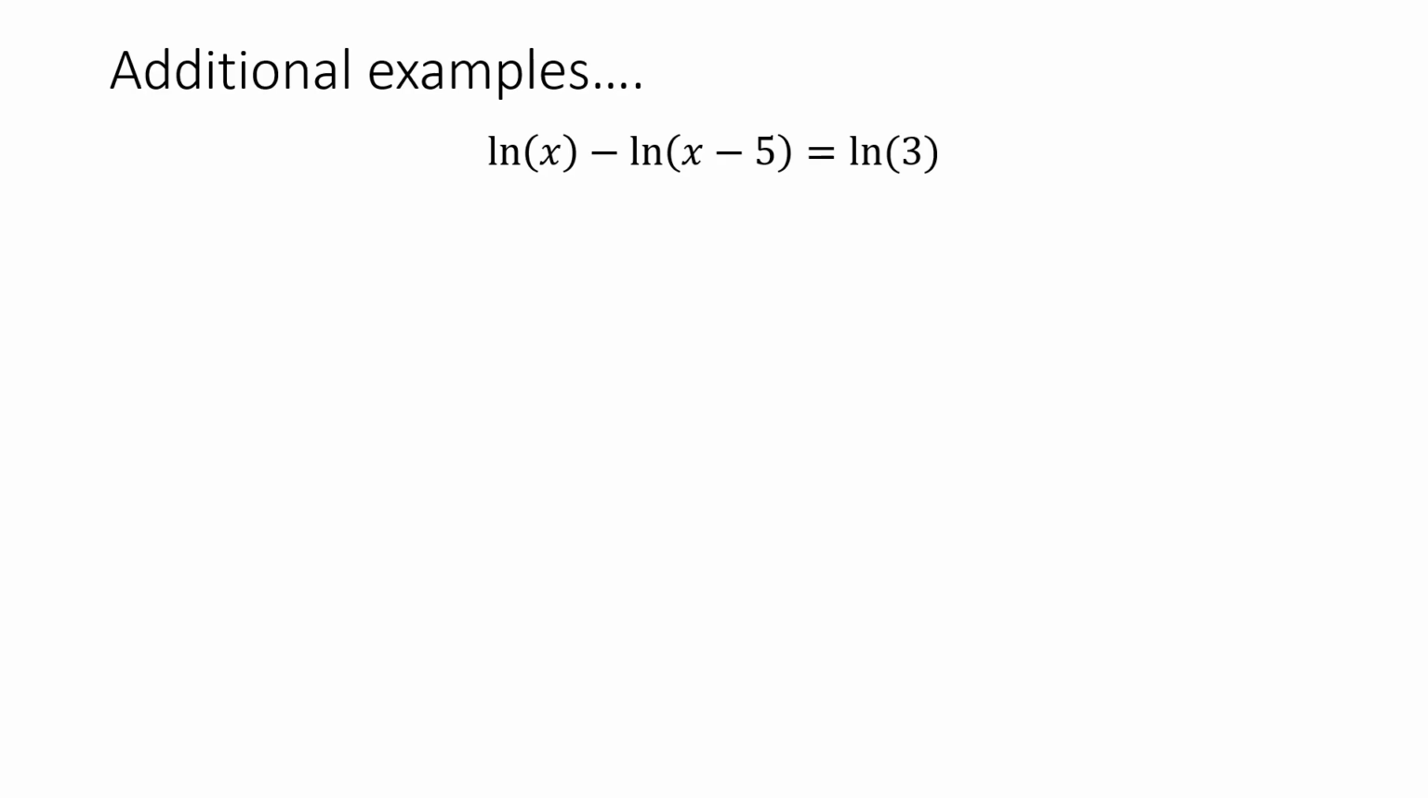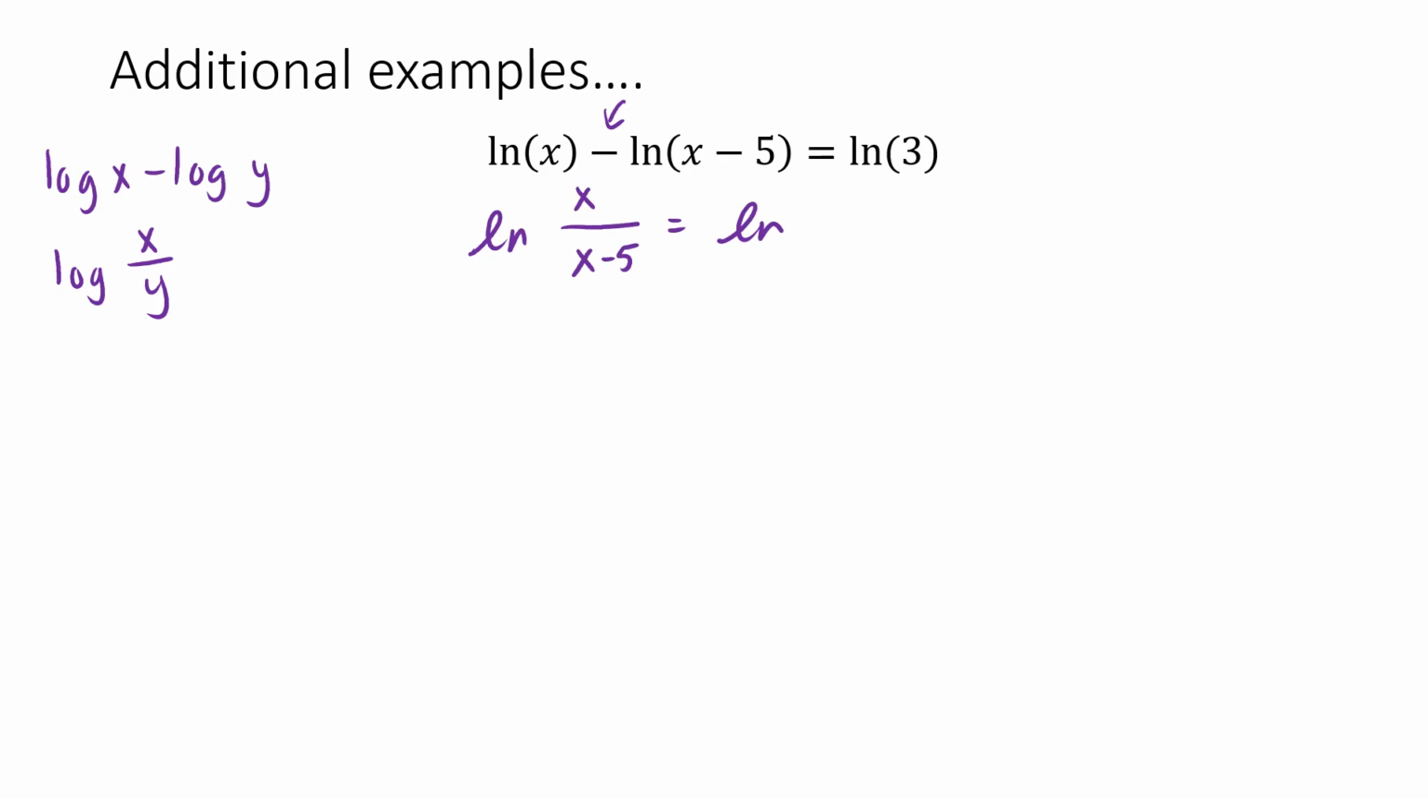Great, and here is another example. We have natural logs here, and so here we are subtracting. If you recall, if we are subtracting two logarithms, we can write that as a single logarithm where we divide the arguments. So this will be the natural log of x over x minus 5 equals the natural log of 3. And for this one, we are going to simply set the arguments equal.